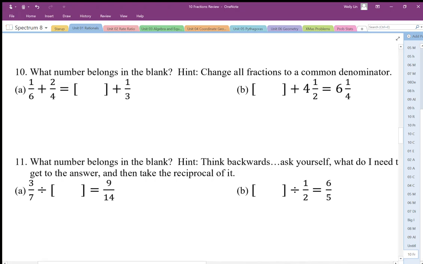I'm going to undo this plus with a minus. Okay, so I'm going to do that first. So I'm going to end up with 1 over 6 plus 2 over 4. And I'm going to minus 1/3 from both sides. And that should be the same, right? So I'm going to minus 1/3 here.